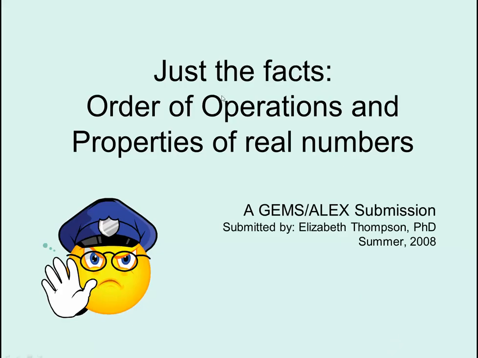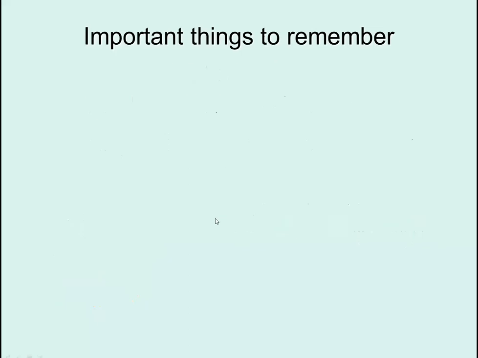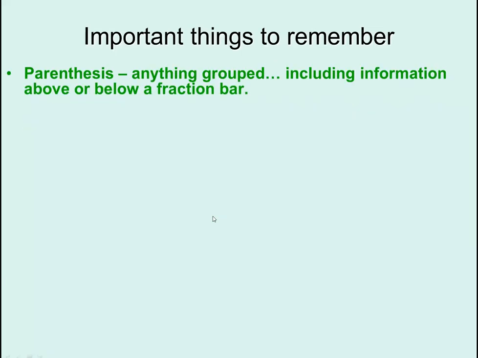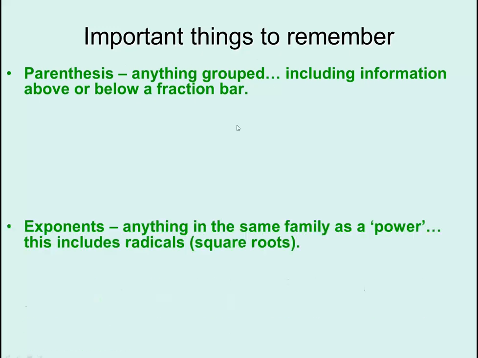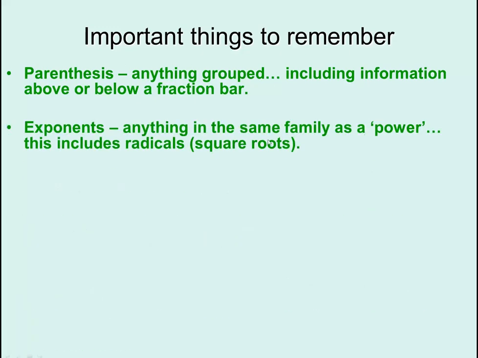All right, I also wanted to talk about order of operations and properties of real numbers. Things that you need to remember: when we say parentheses, we're talking about anything that's grouped. That includes things above or below a fraction bar. Exponents, it would be power. This includes square roots, because the square root is something raised to a 1/2.